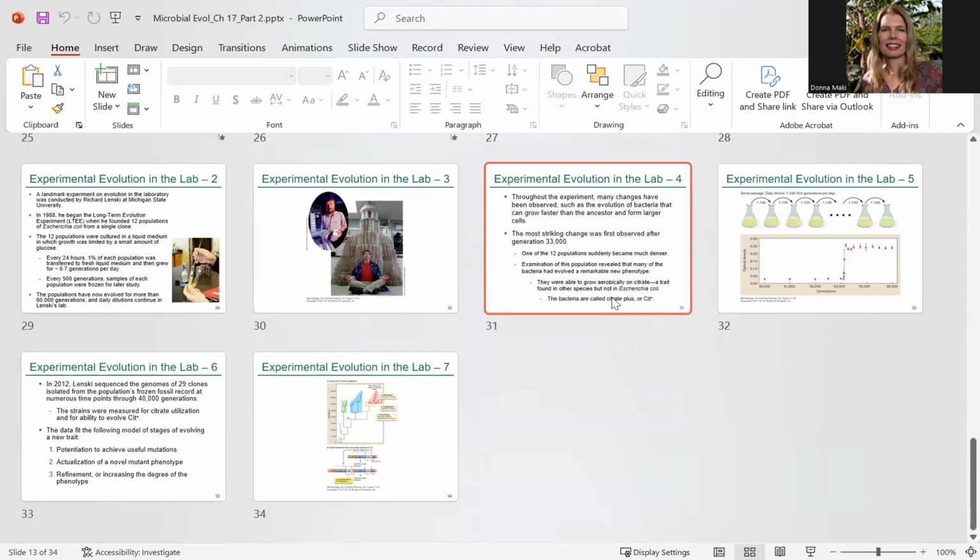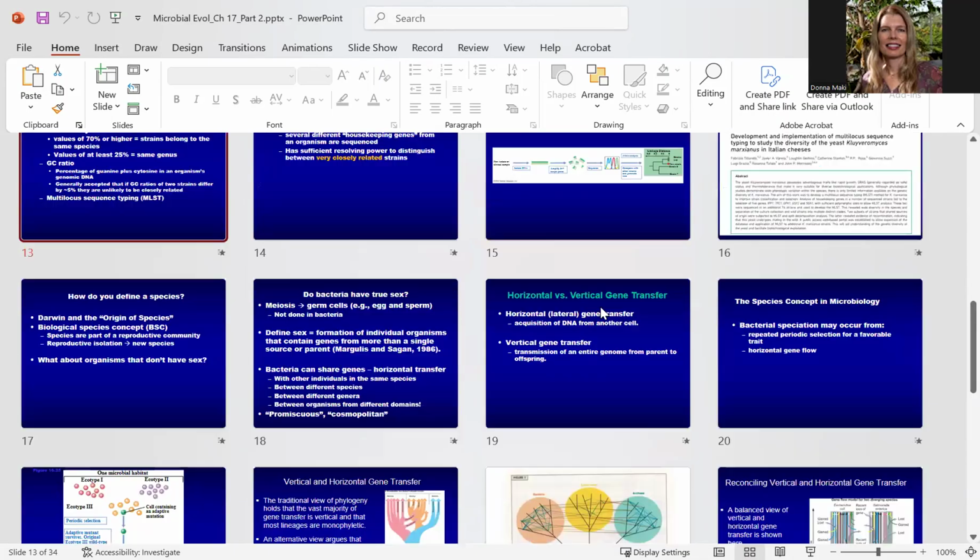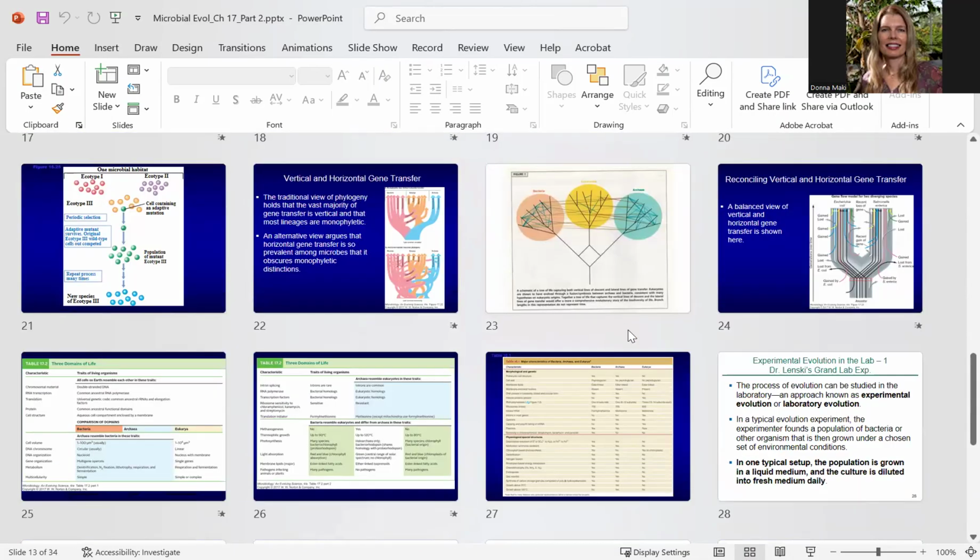Going from how we define E. coli, we say E. coli should not be able to use citrate. That's part of its definition. And now he was able, through this process, to get it to use citrate.